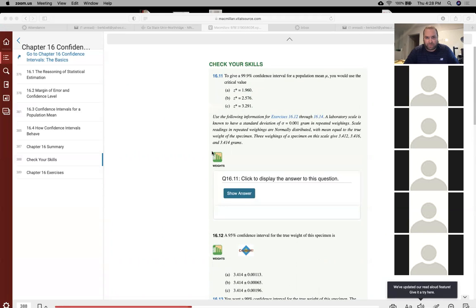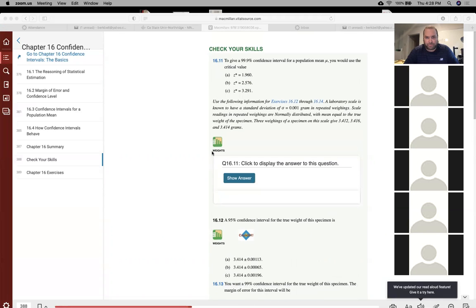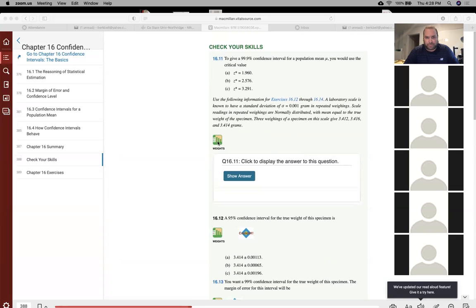Okay, let's do this one right here. Use the following information for exercises 16.12 to 16.14. A laboratory scale is known to have a standard deviation of sigma equals 0.001 gram in repeated weighings. Scale readings in repeating weighings are normally distributed with mean equal to the true weight of the specimen. Three weighings of a specimen on the scale are 3.412, 3.416, and 3.414. Compute a 95% confidence interval for the true weight.